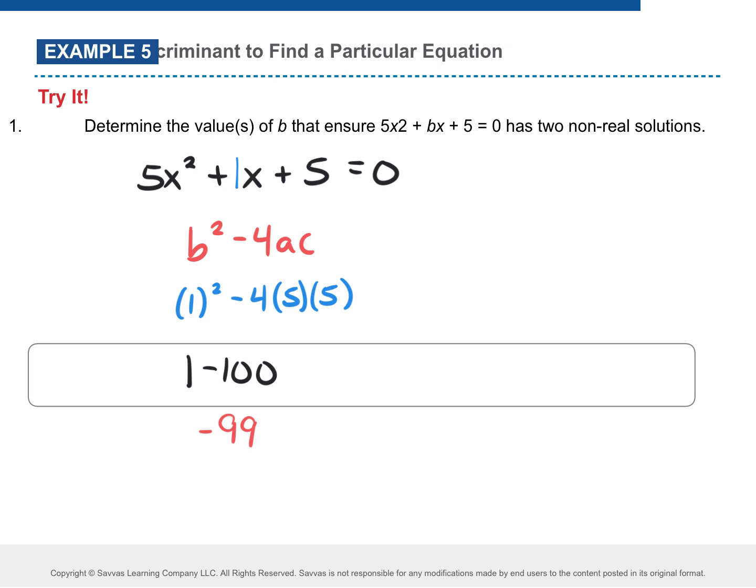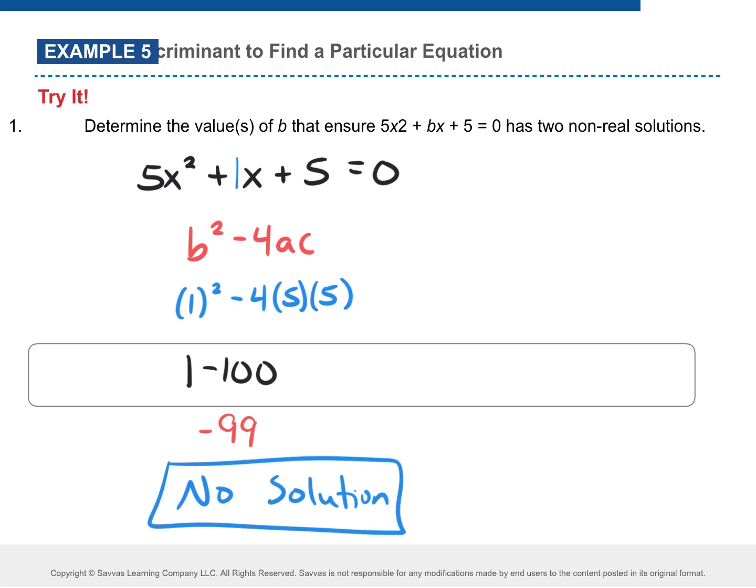How many solutions do I have? No solution. Again, what is the reasoning for this no solution? Because it's negative. What happens when we take the square root of a negative? What does it become? It becomes imaginary, right? That i shows up. Yep. Good.